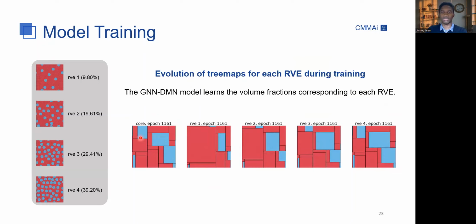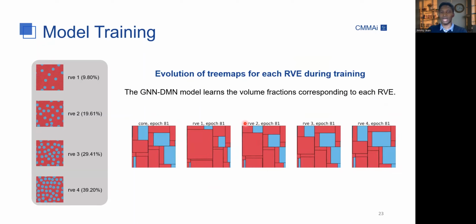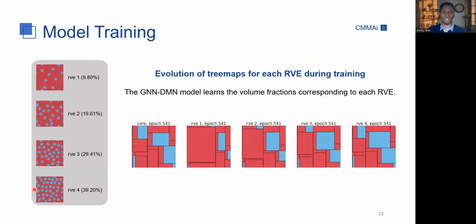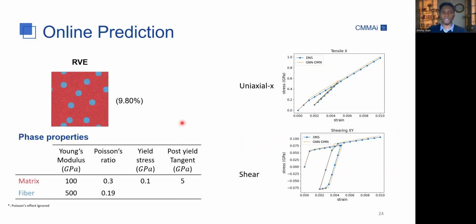Here on the left is for the core DMN, and here, those are the ones interpolated by combining the encoding of each of those RVs with the parameters of this core DMN. Next, we turn to online prediction to see if our hybrid GNN-DMN model can perform the online prediction of the nonlinear properties of our RVs.